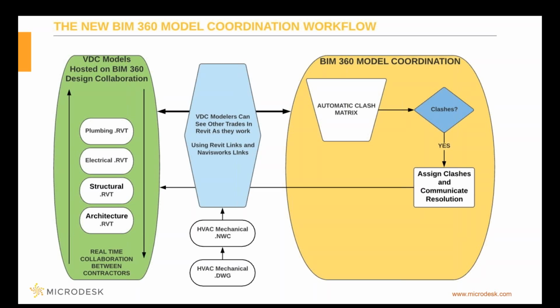The BIM 360 model coordination process has also been automated. Now BIM 360 model coordination has this matrix, which I'll show you once we get into the web browser. And it's very powerful. It automates the clash report process and really breaks it down, models against models, so you can quickly find the clashes that you're interested in resolving. You also can use the BIM 360 platform to assign clashes and communicate resolutions.